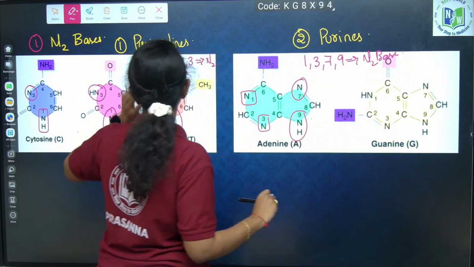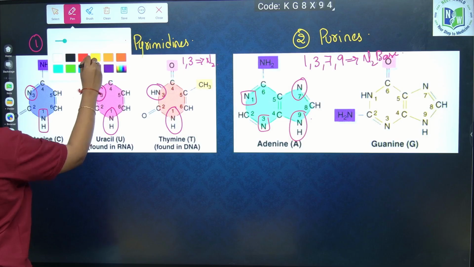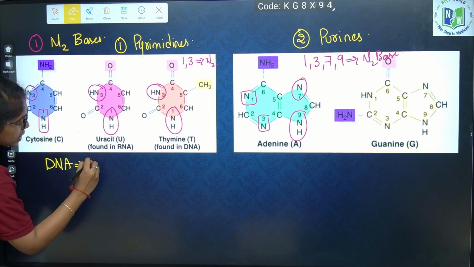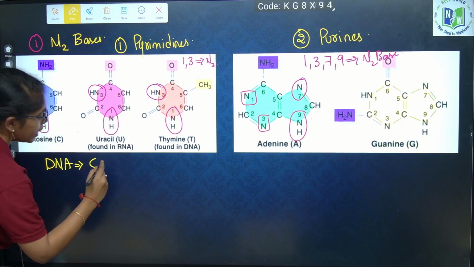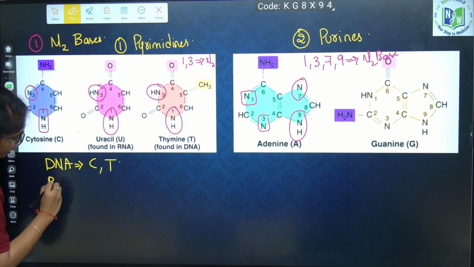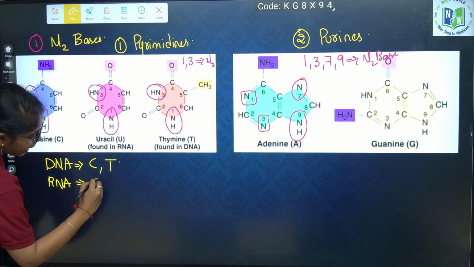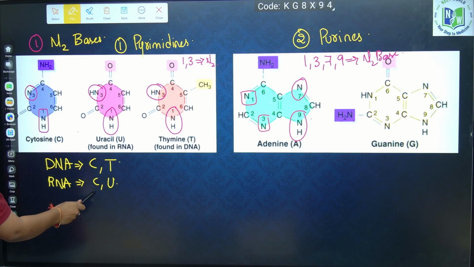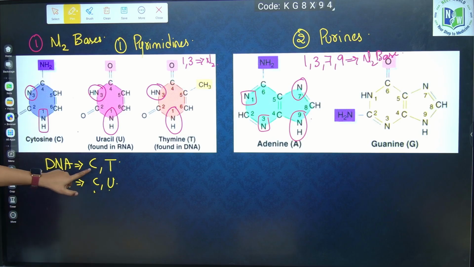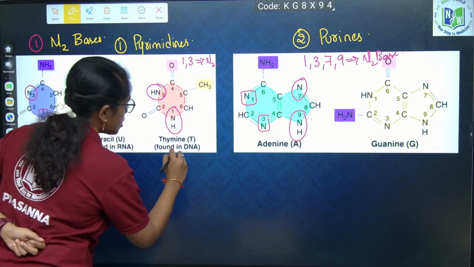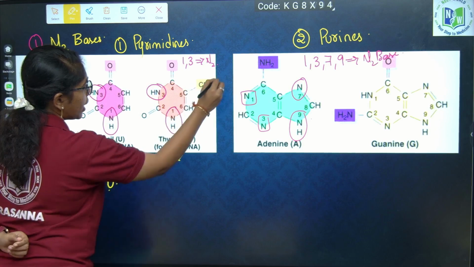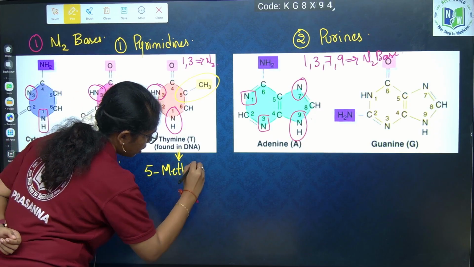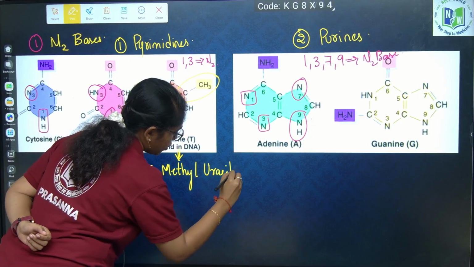Okay, what are the different types of pyrimidines we have? Pyrimidines that occur in DNA are cytosine and thymine. Pyrimidines that occur in RNA are cytosine and uracil. Thymine doesn't occur in RNA. Here they are cytosine and uracil. In DNA it is cytosine and thymine. Thymine has a synonym which is given in our book, that is 5-methyl uracil. 5-methyl uracil. Okay.